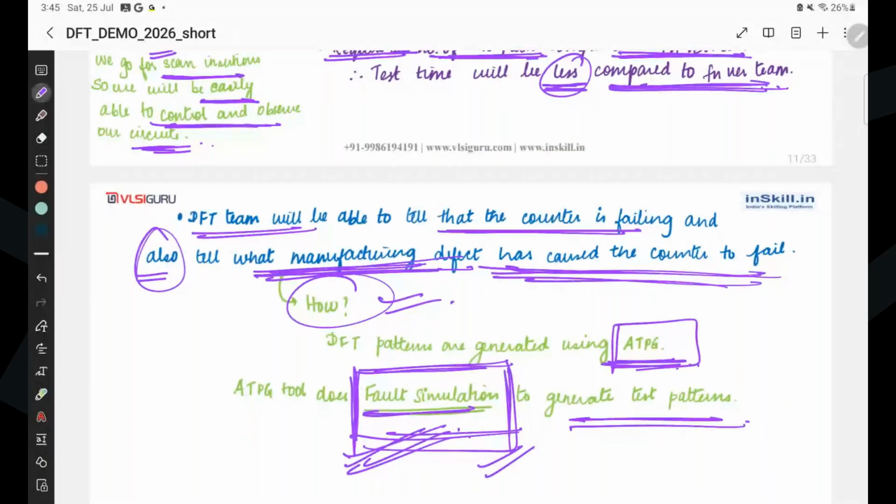The ATPG tool does fault simulation to generate the test pattern. The fault simulation technique, we will be discussing in detail in our course. As the ATPG tool does fault simulation to generate the test pattern, if a particular pattern fails, the diagnosis tool will be able to tell possible manufacturing defects that could have occurred. How the diagnostic tool is able to give that detail, I will give you an idea about it in the course. When we do the course, I will give you a theoretical idea on the silicon debug part, that is nothing but the scan diagnosis part, and how the scan diagnosis tool is able to give the possible manufacturing defects that could have occurred.